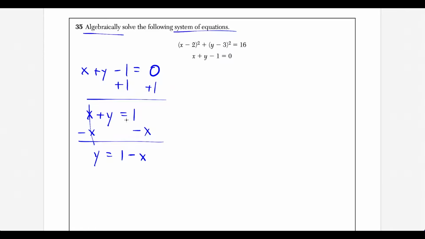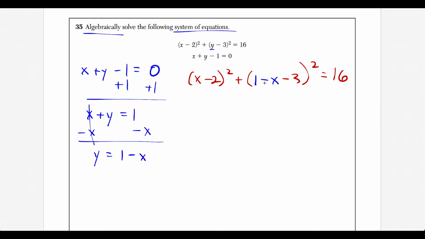And now we're going to plug this into the first equation. So what we're going to have is x minus 2 squared plus, but notice here, instead of y minus 3, y is equal to 1 minus x. And then I'll tack on the minus 3. And then we throw in our square equals 16. So notice I just replaced y with 1 minus x.